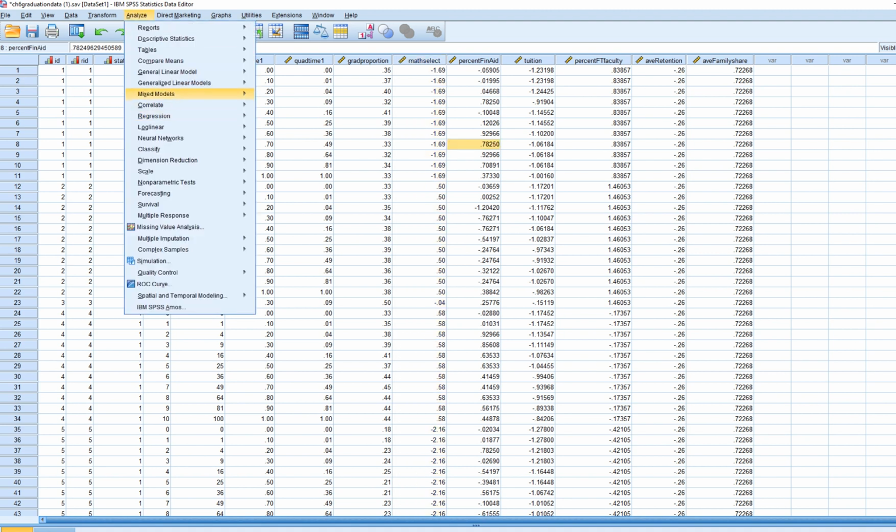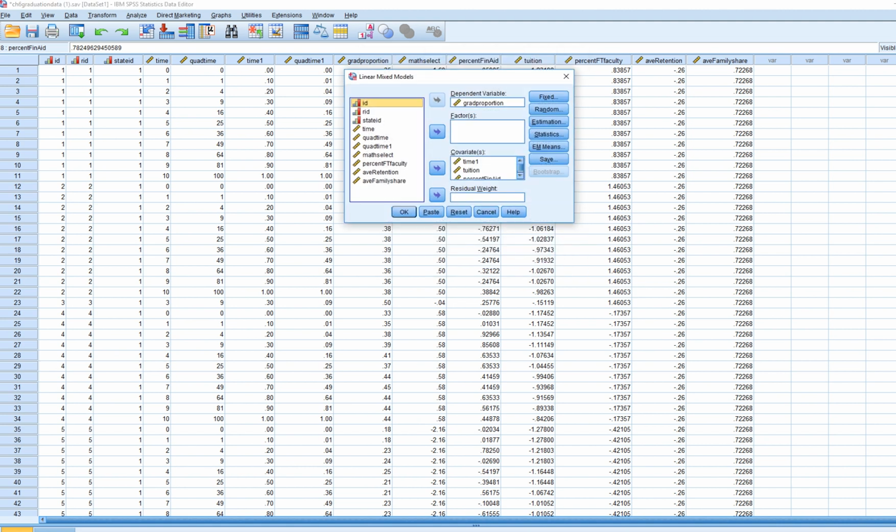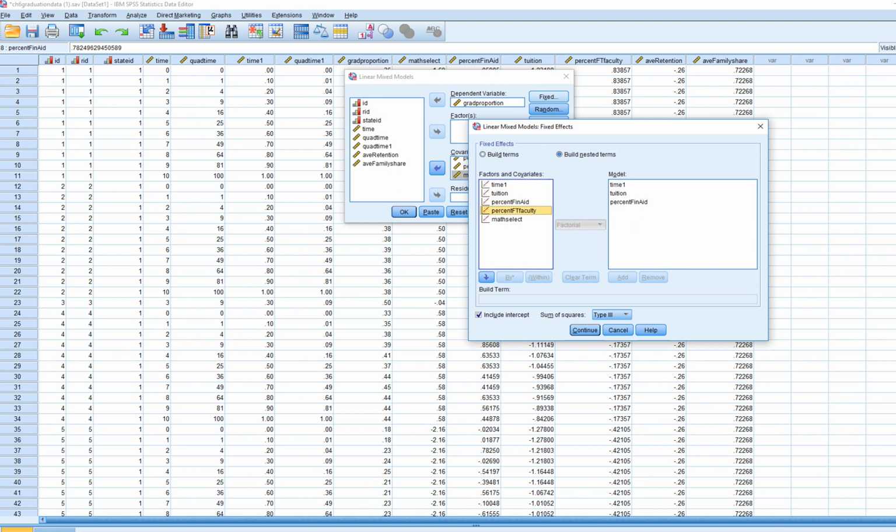So we're going to go to Analyze, Mixed Models, Linear, and again, we're just building off of the previous video. We're going to add in percentage of full-time faculty as a predictor, as well as the selectivity variable. So we'll click on Fixed and move these two variables over. I'm going to go to Build Terms here and move these over.